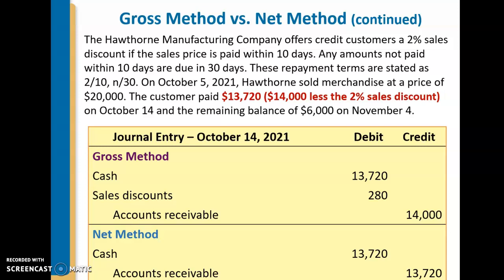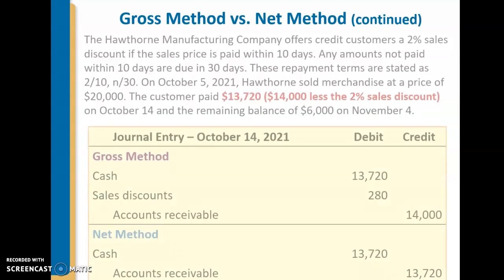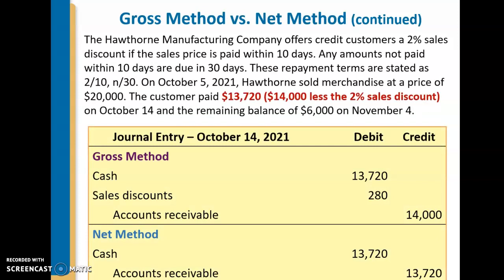Remember, under the gross method, we recorded the entire sale as debit accounts receivable, credit sales revenue for $20,000. So we have to account for that discount when we receive the payment from the customer. And that's what's done here in the first part of this slide. Gross method, debit cash for $13,720. That was the amount of the check the customer sent us. Credit accounts receivable for the full $14,000 they paid, because we told them they could take a 2% discount and they don't owe us any of that $14,000 at this point.